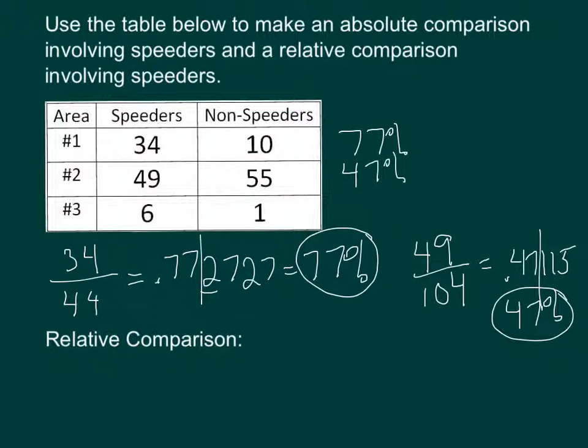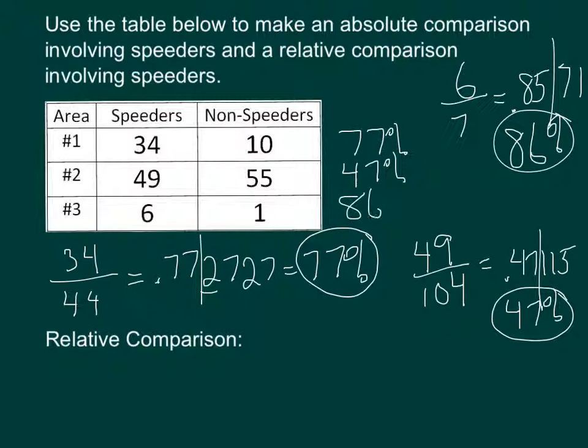And now we have our last one, number 3. This one's a lot easier because the numbers are smaller. It ends up being 6 speeders out of 7 total drivers, which in our calculator is 0.8571, and a bunch more numbers, but we only need the first 2. So we cut. The 7 tells the 5 to bump up because anything 5 or higher will bump it up. So the 7 bumps the 5, and we end up with 86%. Notice how we had to do a lot of math for this problem.